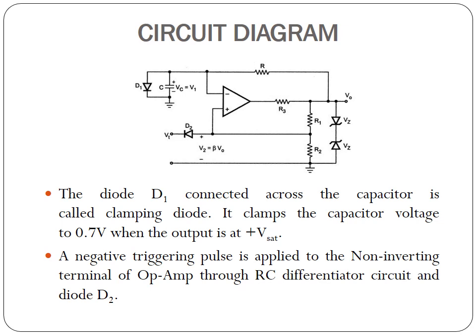If output wants to be negative saturation voltage, then the voltage at the inverting terminal should be greater than the non-inverting terminal. So apply a negative triggering pulse at the non-inverting terminal to change the output state.